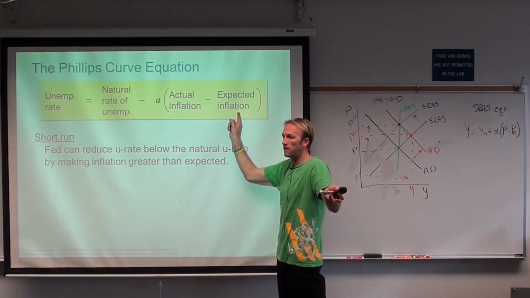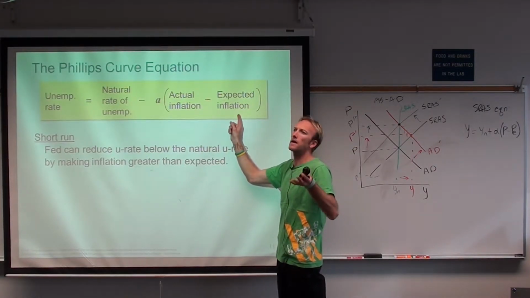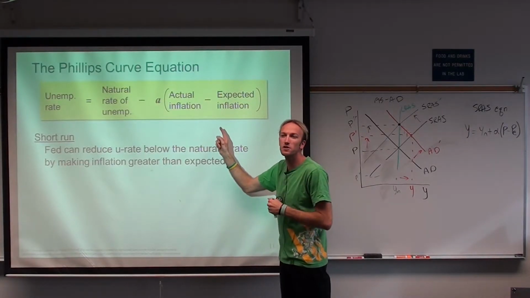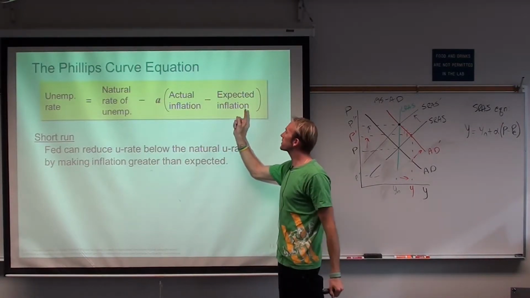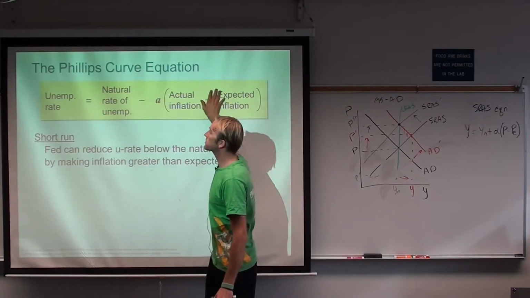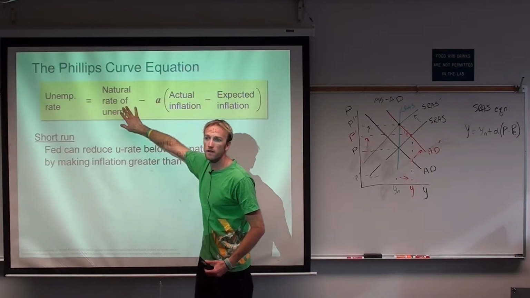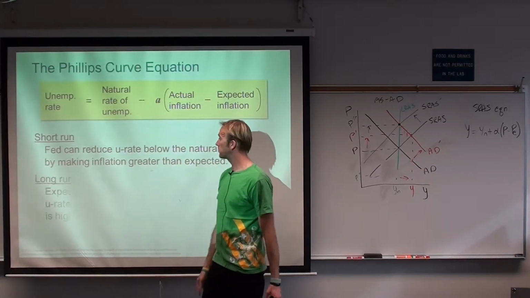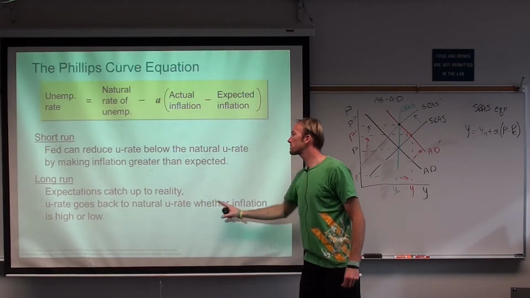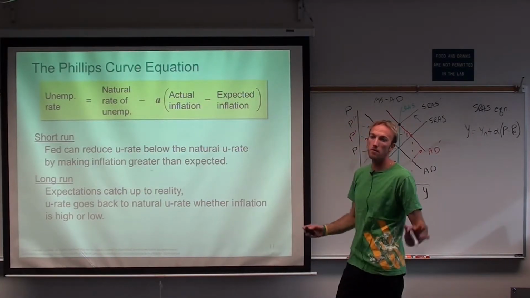They're going to learn, right? They're going to be like, yeah, of course. I know that it's going to be 4% next year because it was 4% last year. The Fed can't trick me twice, right? So they're going to expect 4%. This is going to be 0. This whole thing's going to be 0. So the unemployment rate is going to equal the natural rate of unemployment in the long run, right? Expectations catch up. Unemployment rate goes back to the natural rate, no matter what inflation is.